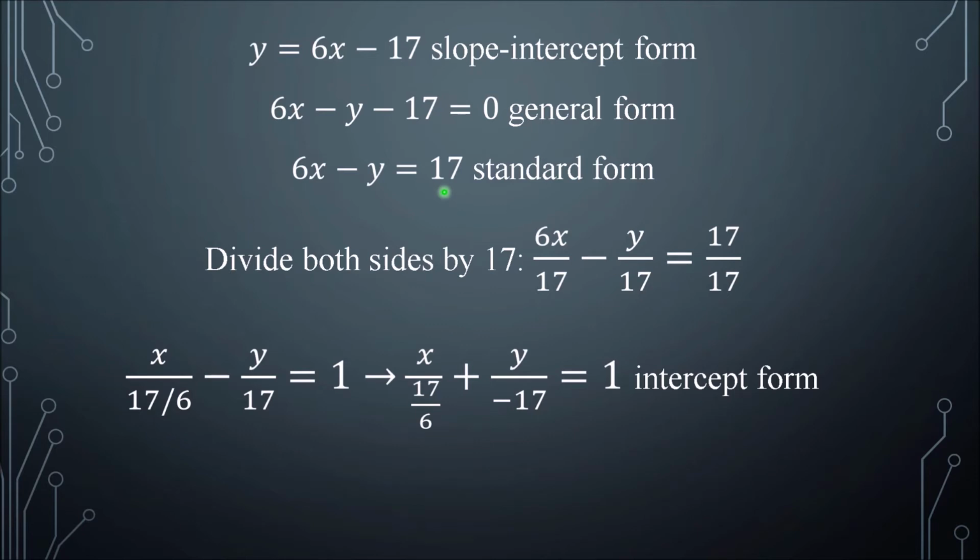Now, since the number on the right side is 17, we divide all sides by 17 to change this to intercept form. So 6x over 17 can be written as x over 17 over 6, and then y over 17, copy. 17 divided by 17 is 1. Now, this intercept form can also be written as x over 17 over 6 plus, so the minus becomes plus, y over negative 17, wherein 17 over 6 is the x-intercept and negative 17 is the y-intercept.